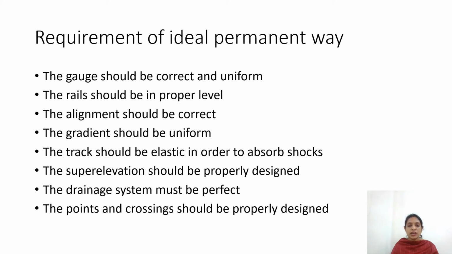Next is the drainage system must be perfect. For any railway track, as we live in a country with so much population and rainy seasons, the drainage system should be properly maintained. That means the materials we are using should drain out the water. Suppose we are using ballast, the ballast should be properly packed so that it can drain out the water.